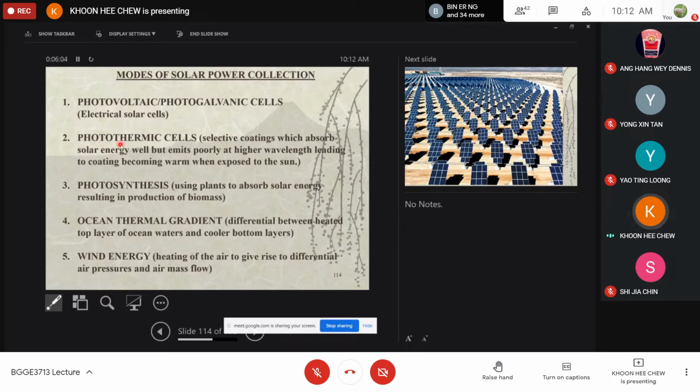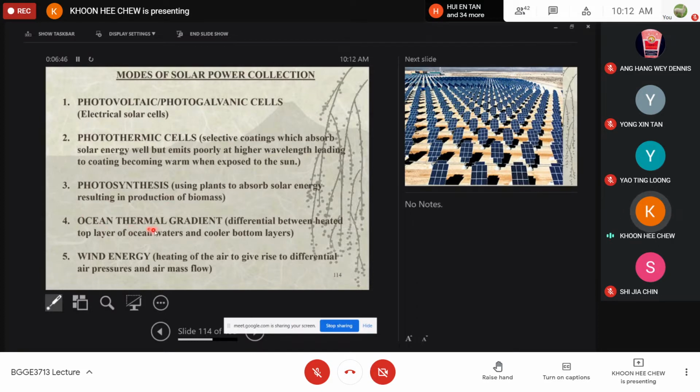Then another one is the photothermic cell, which has a selective coating that absorbs solar energy well but emits poorly at higher wavelengths, leading to the coating becoming warm when exposed to sunlight. So this is another cell, but it is not as good as the photovoltaic cell. Then another one is photosynthesis. This is a natural process where the plants absorb the solar energy, resulting in the production of biomass. Photosynthesis everybody knows, isn't it? The plant absorbs carbon dioxide and sunlight and then converts it into food or whatever, then production of biomass.